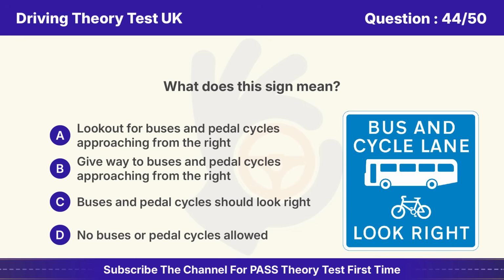Question 44. What does this sign mean? Option A. Look out for buses and pedal cycles approaching from the right. B. Give way to buses and pedal cycles approaching from the right. C. Buses and pedal cycles should look right. D. No buses or pedal cycles allowed.